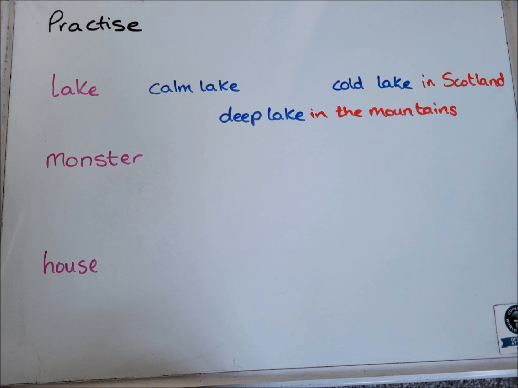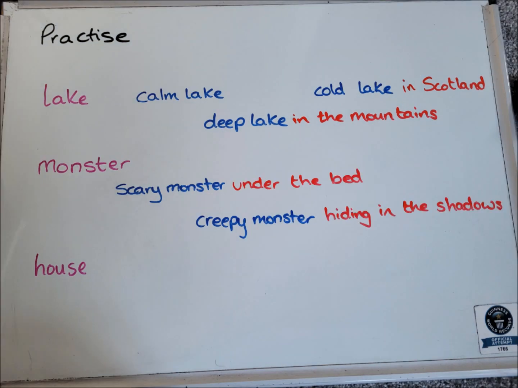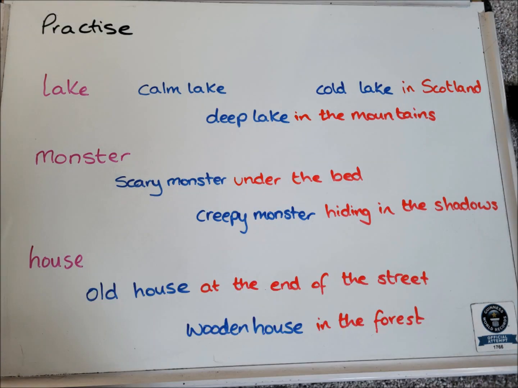For the second one, I had scary monster and creepy monster, and then the location, scary monster under the bed, or a creepy monster hiding in the shadows. So again, just adding in a little bit more information about the location of that monster. My last one there was the noun house. So it could be old house at the end of the street, or wooden house in the forest. Again, these are just examples, so you will have thought of different ones. You can take a photo if you want and upload them to Teams for me to have a look at later. That's more than okay.